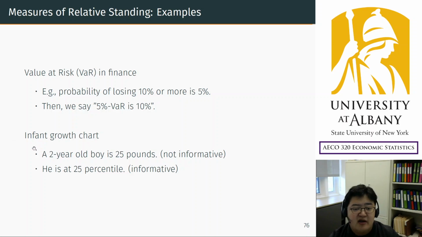Similarly, the infant growth chart. Say when I say a 2-year-old boy is 25 pounds, actually I don't know, it's hard to understand if this boy is big or small. But if I say he's at 25 percentile, then it delivers that information, right? So 25 percentile means he's smaller than the average, but not much.